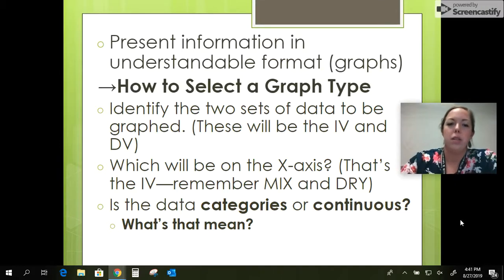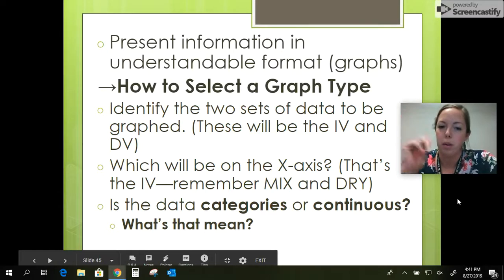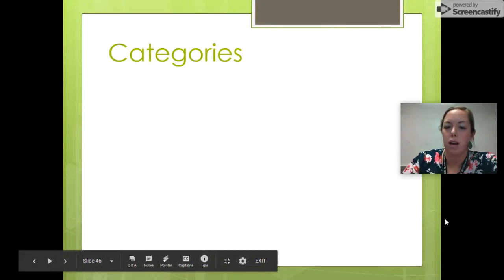Basically, you have to identify the two sets of data that are going to be graphed. So you have to think about the independent variable and the dependent variable. Which one's on the x-axis? That's always the independent variable. You also have to think about whether the data is in categories or if it's continuous. What do I mean by that? Let me go to the next slide.